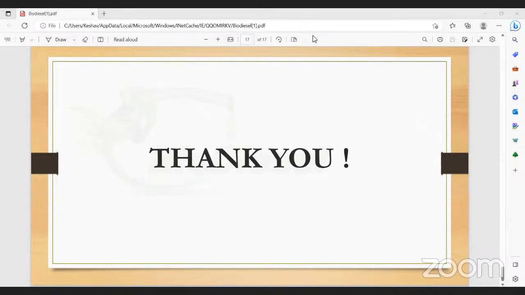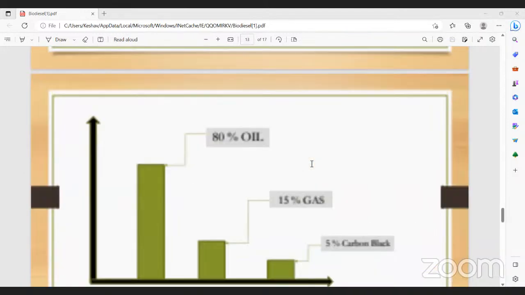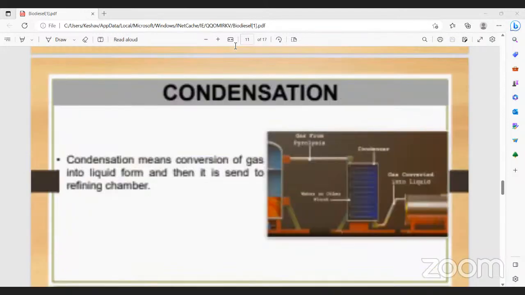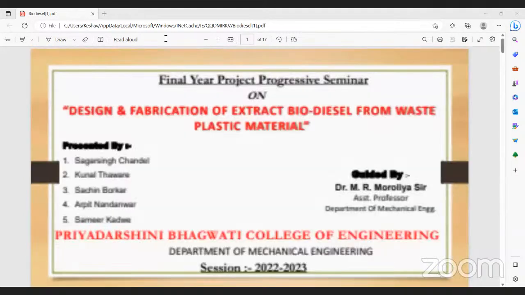So, Kunal, what is actually the novelty in your project? People have already done this. What is the novelty? What is the new thing in this project? What you have done, all of this is already done by some people. Yes or no, Kunal?